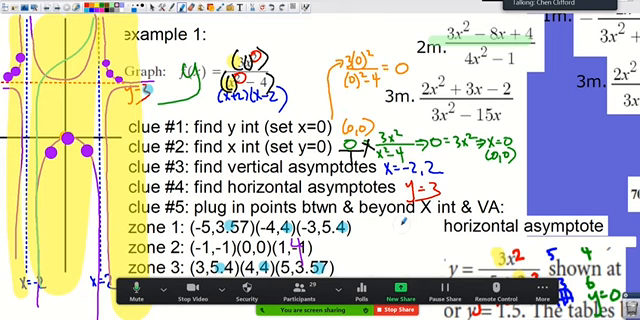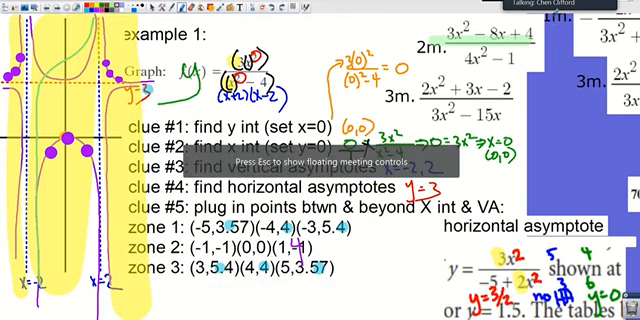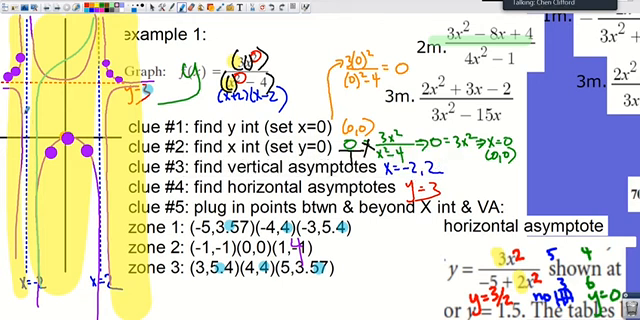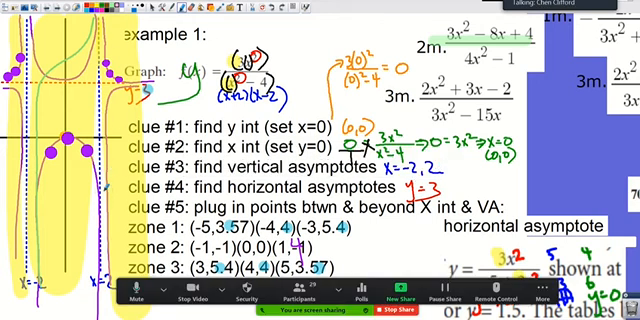So look at the screen, look at how I graphed the vertical asymptotes: -2, 2. Look at these blue dotted lines at -2, 2. Now, for the horizontal asymptote, y equals 3. Look at this red dotted line right here.